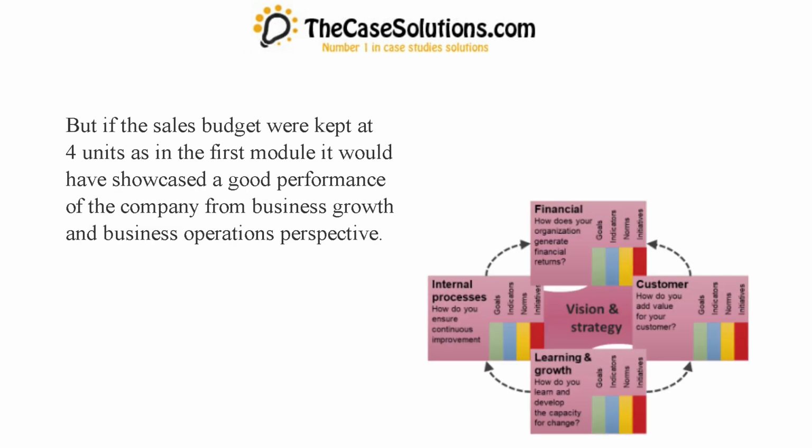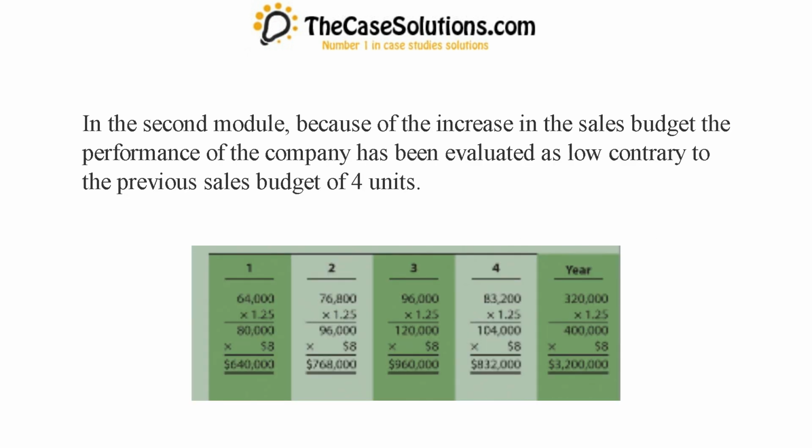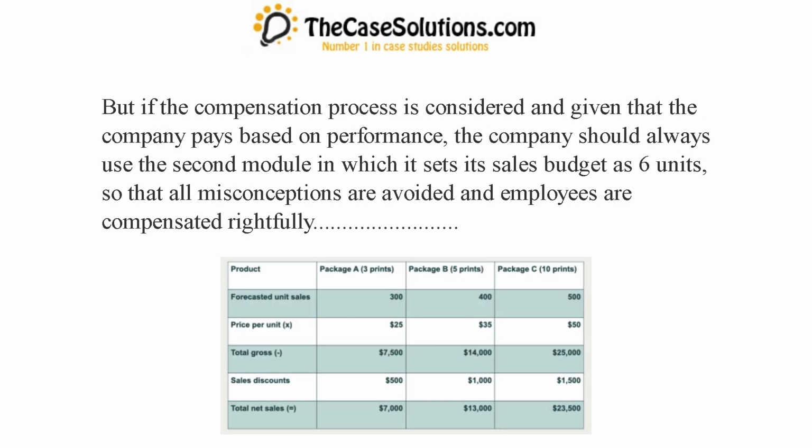But if the sales budget were kept at 4 units as in the first module, it would have showcased a good performance of the company from a business growth and business operations perspective. In the second module, because of the increase in the sales budget, the performance of the company has been evaluated as low, contrary to the previous sales budget of 4 units. But if the compensation process is considered and given that the company pays based on performance, the company should always use the second module in which it sets its sales budget as 6 units, so that all misconceptions are avoided and employees are compensated rightfully.